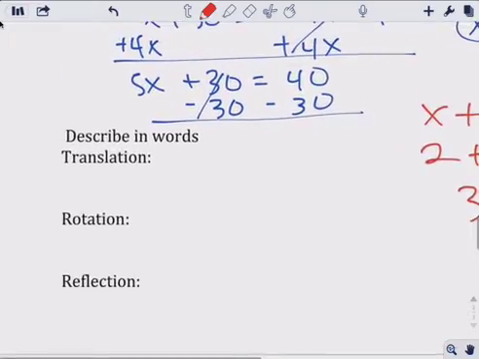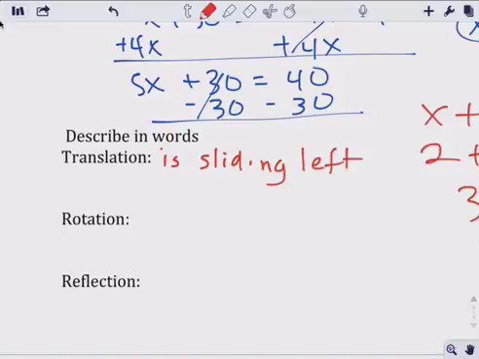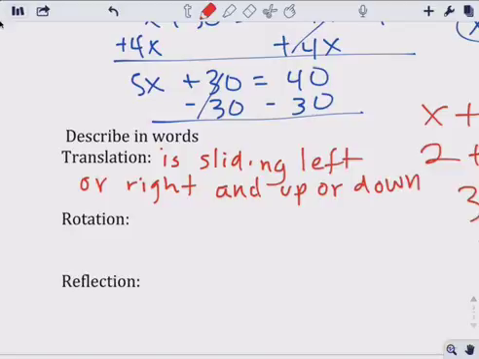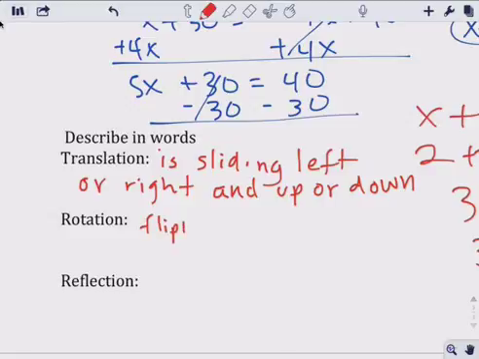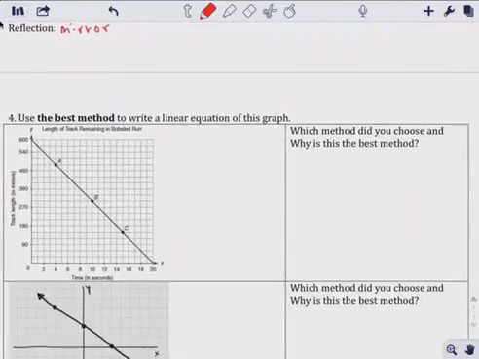Okay? Describe in words: translation. Translation is sliding left or right, horizontally. Instead of left or right you can say horizontally, and up or down, or you use the word vertically. Rotation is flipping. Make sure you flip the shapes. Or reflection is a mirror. It's the exact same thing on the other side. Okay, those are my descriptions. I don't know how you would describe it.